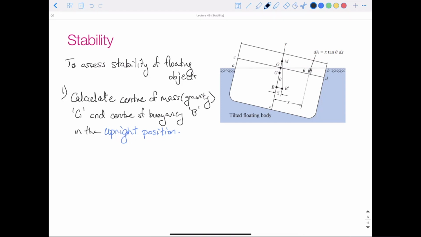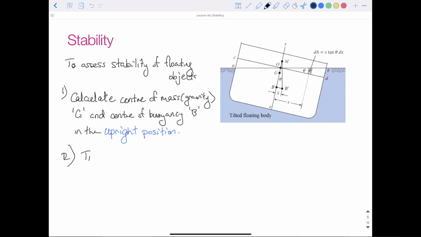So that's our first step. Once we have that, we're going to tilt the body some small angle theta, and we find our new water line. We're going to calculate the new position of the center of buoyancy. The center of mass, the center of gravity of the object isn't going to change. It's just the center of buoyancy that's going to change. And because this is a floating object, we care about the center of mass of the entire body. So only the center of buoyancy is going to change.